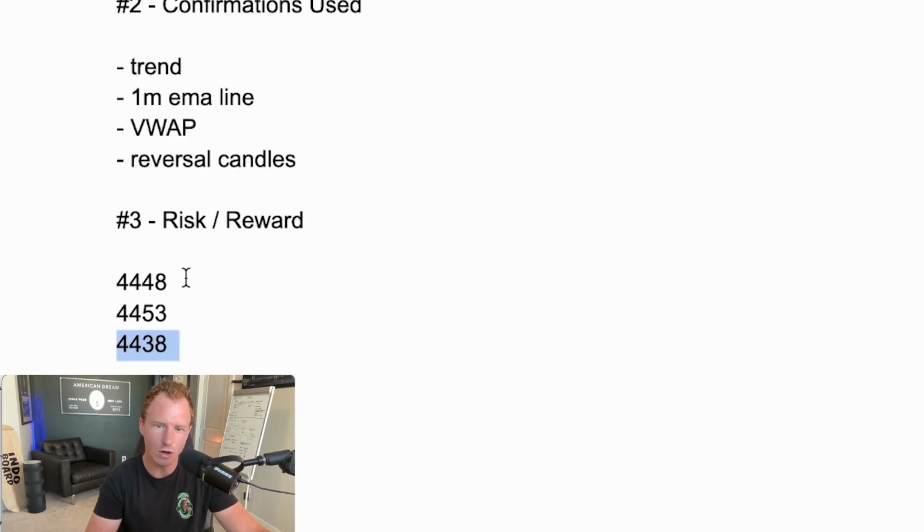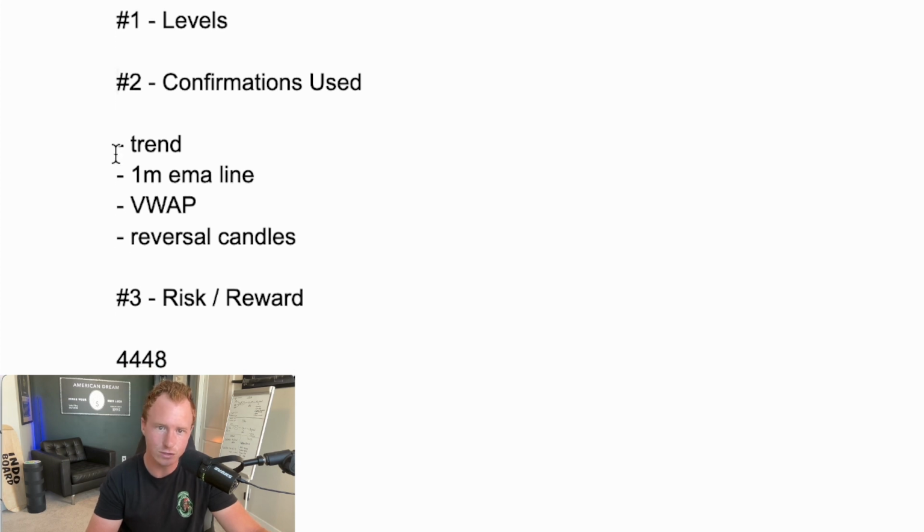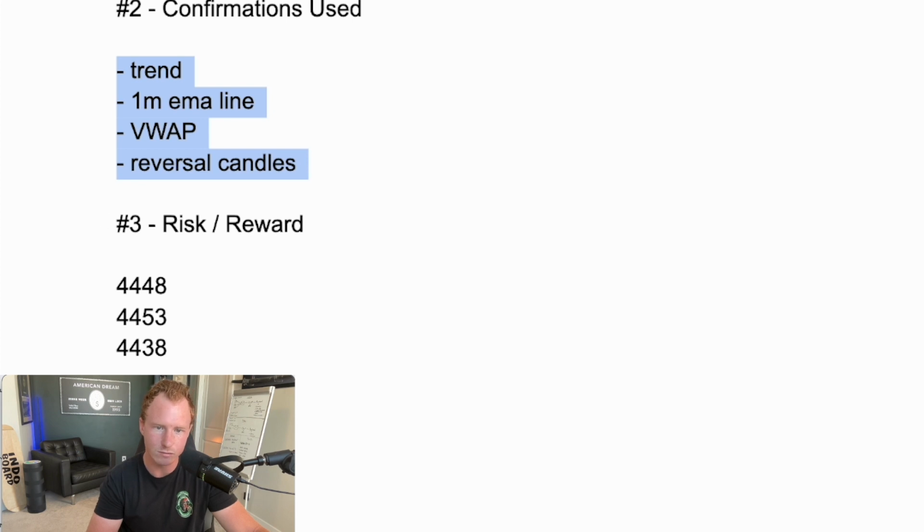So once I saw all of that, all of this matched up at the same time. We're in that key level. The key level had multiple confirmations. Then once we're in that level, we had multiple confirmations to actually enter the trade, which was all of these things. And lastly, we also had that nice risk reward ratio.